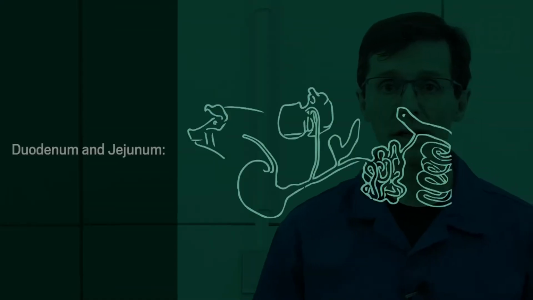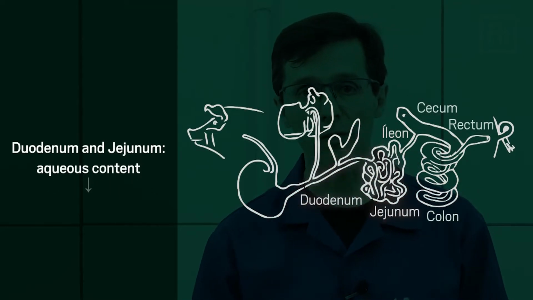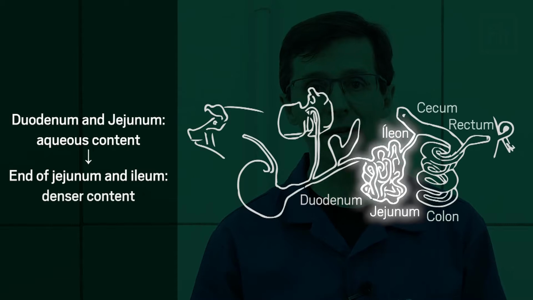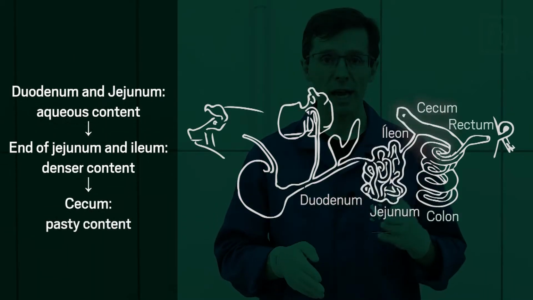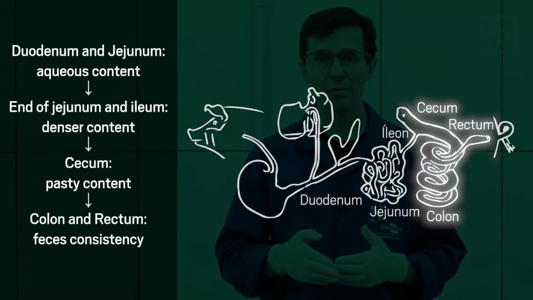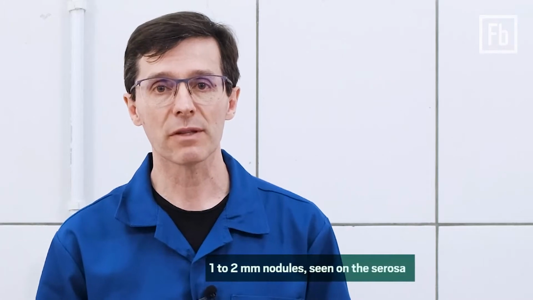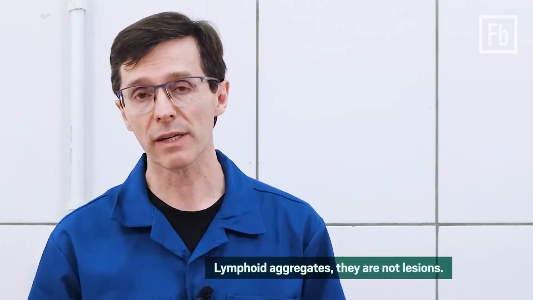As for the consistency of intestinal contents, in the small intestine the content is watery, in the duodenum and in the beginning of the jejunum, becoming denser as it advances into the ileum. In the cecum, the consistency is softened to pasty. In the colon, it is a thicker paste, and in the rectum, it has the normal consistency of feces. In the large intestine, small nodules 1 to 2 millimeters in size are often found around the serous membrane in normal animals. These are lymphoid aggregates, they are not lesions.